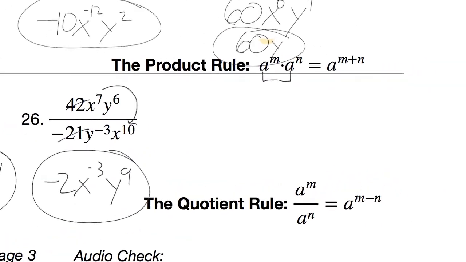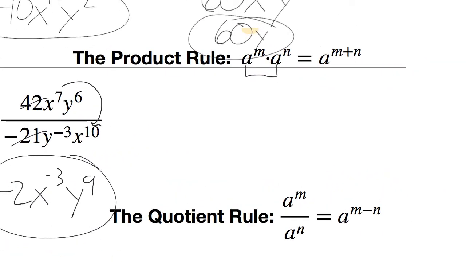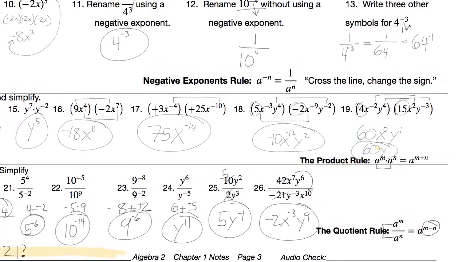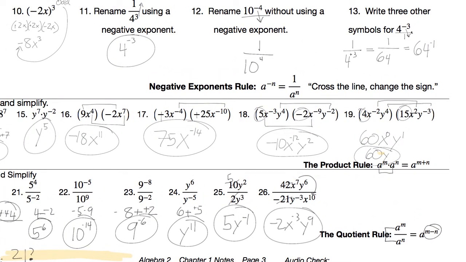So in general, you can say that if the bases are the same, and that's a big if, the bases are the same, then you can subtract the exponents. Alright, moving right along. Then you do exponents.